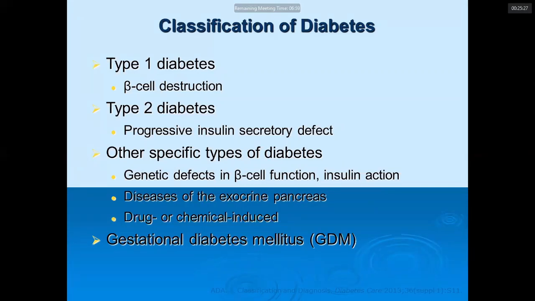Other specific types of diabetes: genetic defect of beta cell function, genetic defect in insulin action, disease of the exocrine pancreas. So we have chronic pancreatitis or scarred pancreas, drug or chemical induced, and we have gestational diabetes mellitus. So we have type 1, type 2, other specific types of diabetes, a genetic defect of beta cell or insulin, what they call MODY.